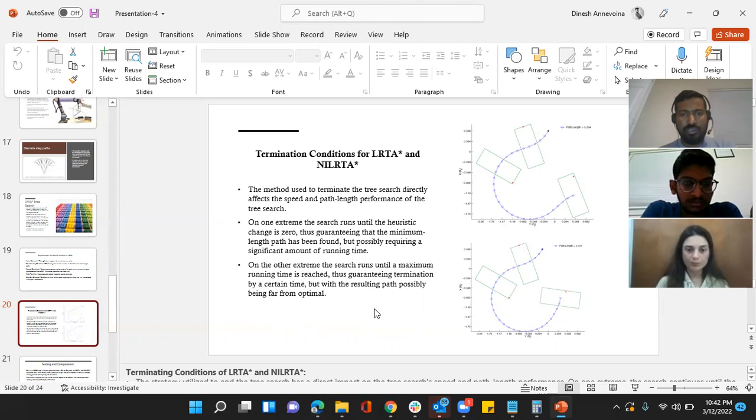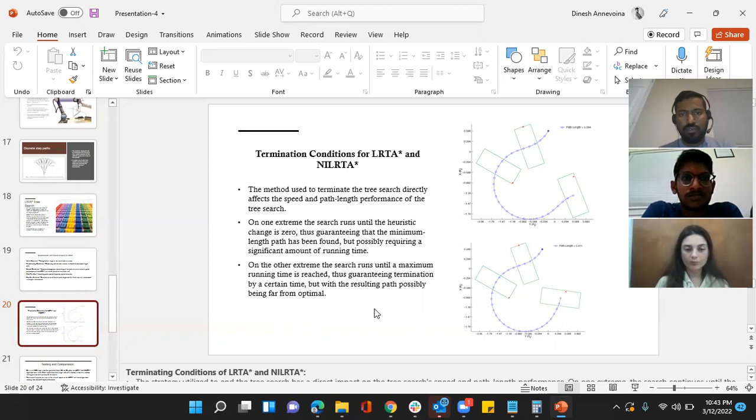And the other one is it takes a maximum time to get the optimal solution. It may not produce the optimal solution that we are looking for, but it will still keep on searching for the optimal solution for us.